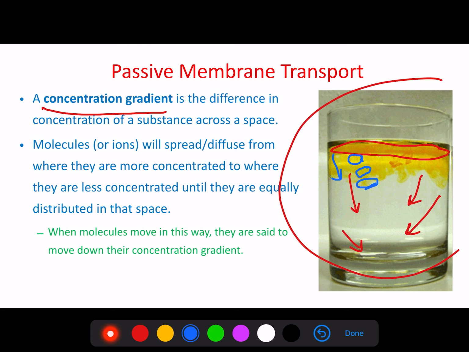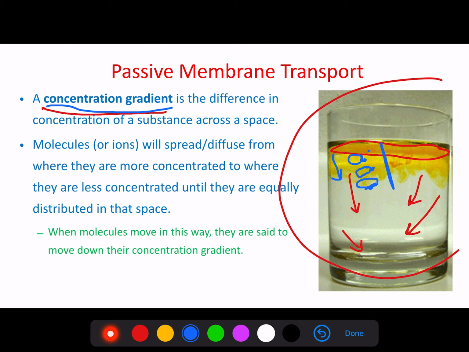So here we can see that there is a gradient of colors in this particular example. This gradient of color refers to different concentrations of the dye. The concentration of the dye here is less than here, and here it's less than here, and here it's less than here, and so on. So this difference of concentration across this area is called concentration gradient. So the concentration gradient is the difference in concentration of a substance across a space.